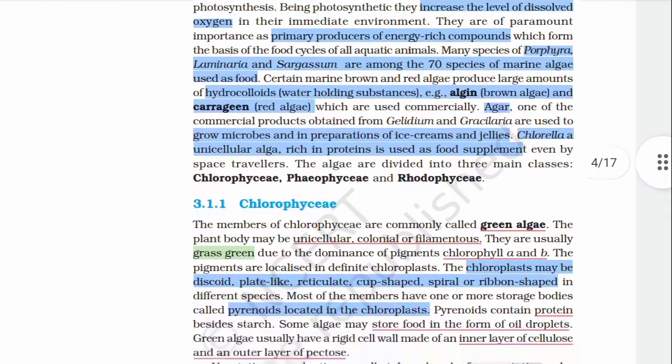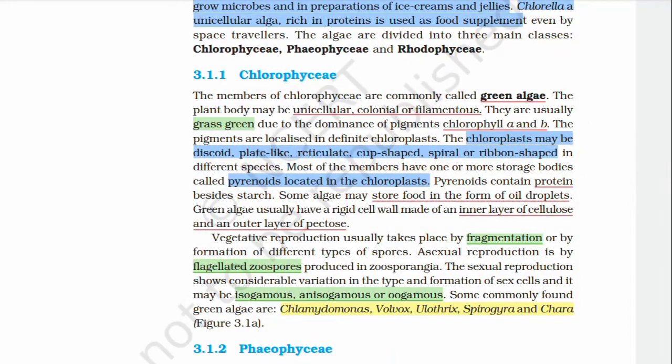First one is Chlorophyceae. Chlorophyceae is green algae. They may be unicellular, colonial, or filamentous. They are usually grass green in color due to the dominance of the pigments chlorophyll A and chlorophyll B. And the speciality in Chlorophyceae is they have chloroplasts of different shapes. Like chloroplast may be of discoid shape, they may be plate like, reticulate, cup shaped, spiral, or ribbon shaped.